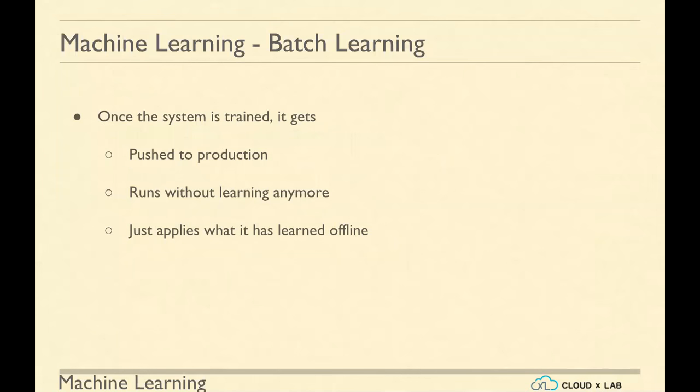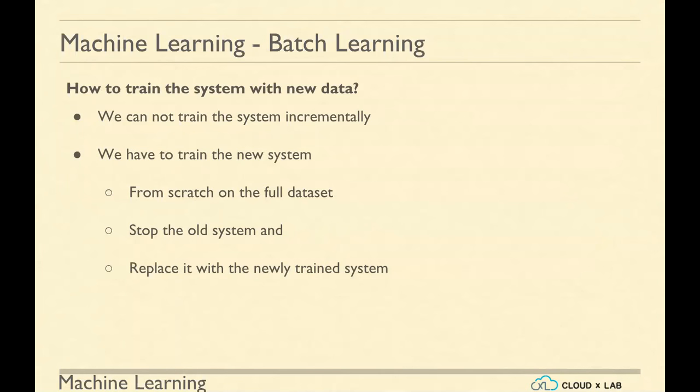So once the system is trained, in batch learning, we train the system and push it to production, then it runs and starts predicting values, whether it's classification or unsupervised or supervised, it can do all that. And it just applies what it has learned offline. Now, the question is how to train the system with new data. We cannot train the system incrementally. We have to train a new system from scratch on the full data set. Okay?